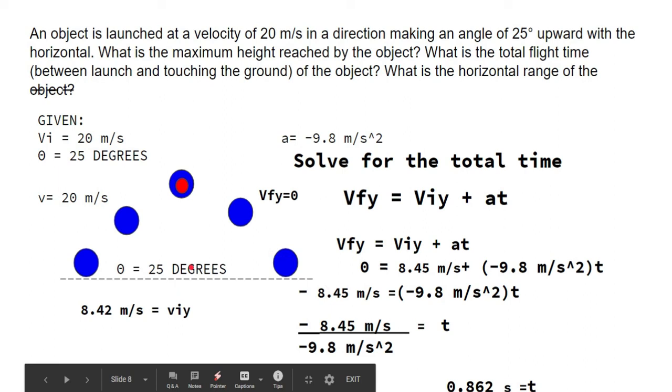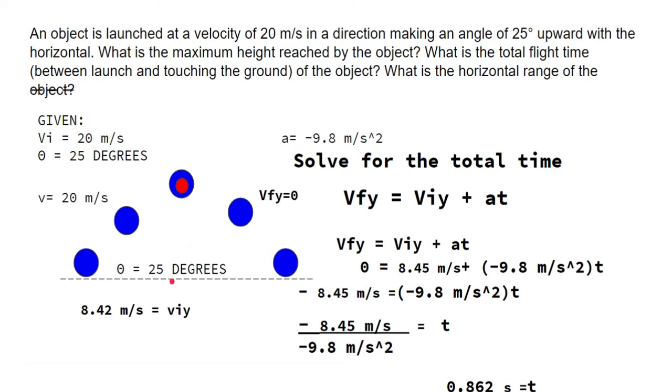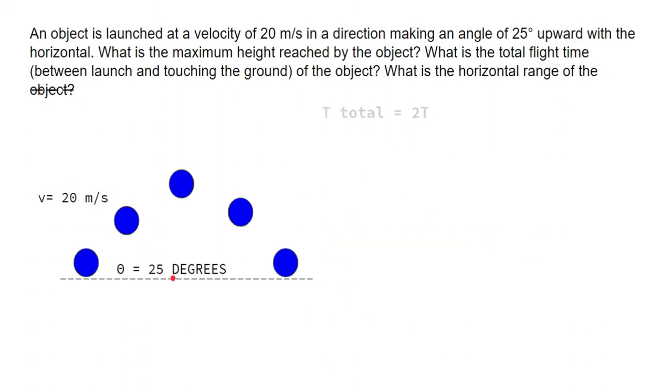Now to solve for the total time, it is understood that the time going up is equivalent to the time going down. So what we'll do to solve for the total time is we simply multiply it by 2. Again, the time going up is equivalent to the time going down. That is why we multiply this by 2. So the final answer would be 1.724 seconds.